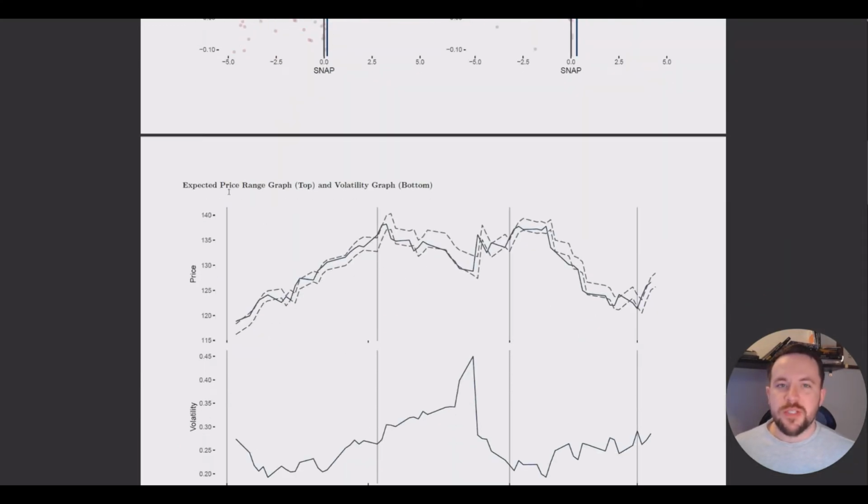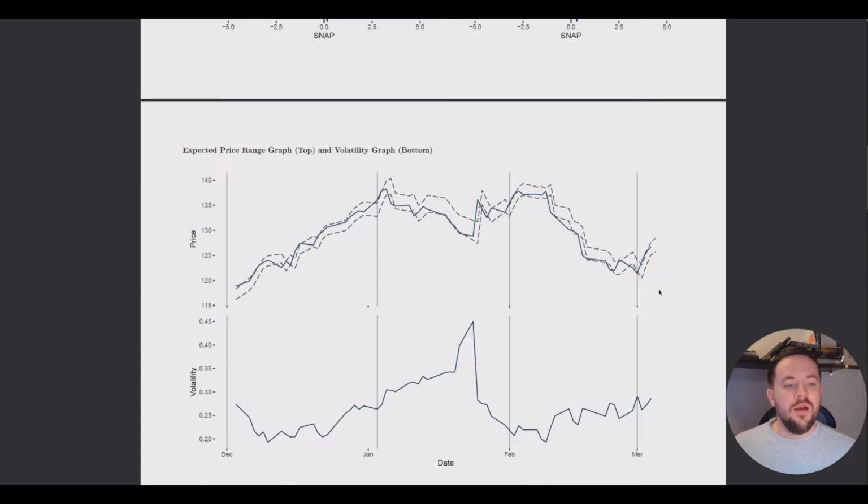The expected price range, or how much IBM's price moves with respect to how much the market would like it to move, officially it's the 68% probability distribution curve of the price. We see that IBM is pretty well behaved. Occasionally it dips outside of the market's expectations, but nothing too crazy.